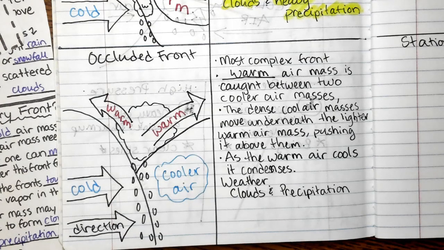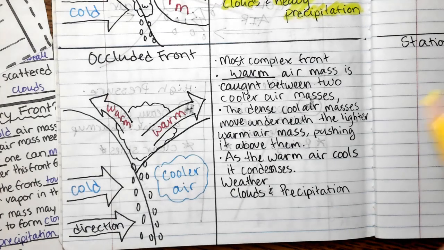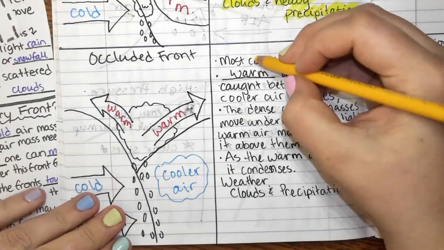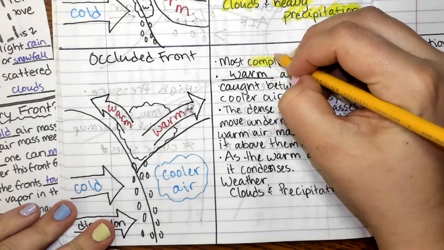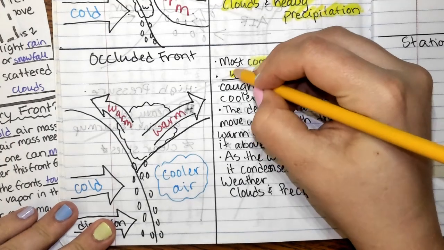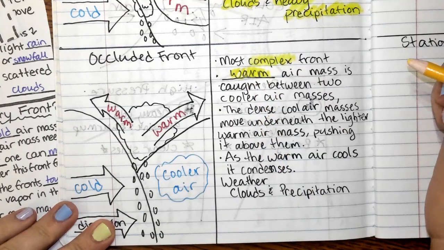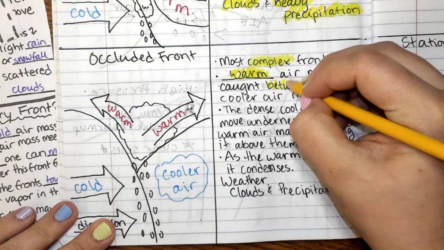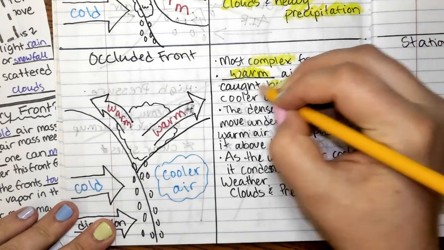Okay, I'm going to go through and add things that should stick out to us, things that we absolutely need to make sure we get. We need to understand that it's very complex. Okay, that warm air mass is caught between two cooler ones.